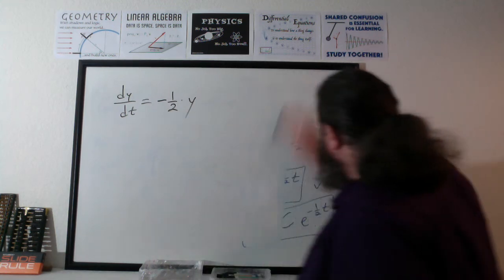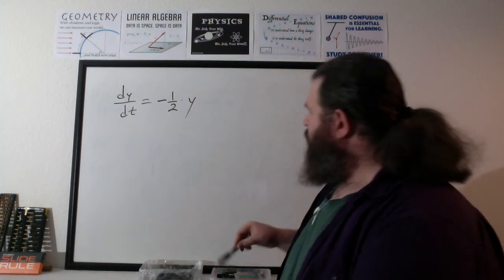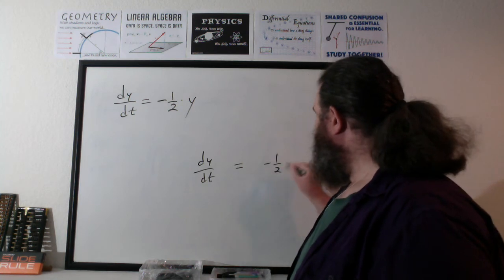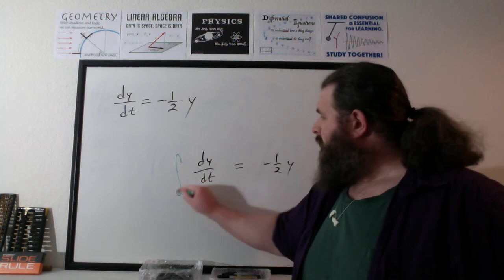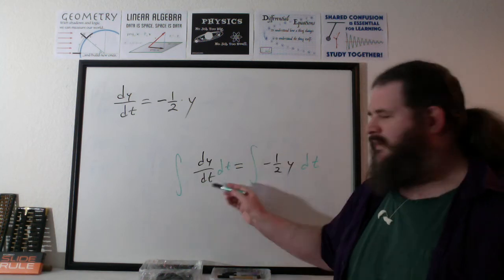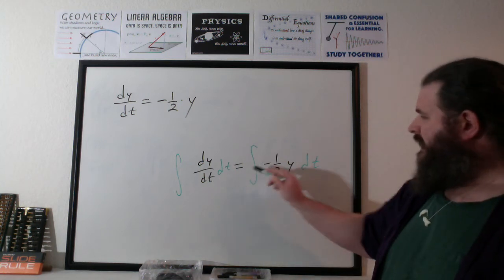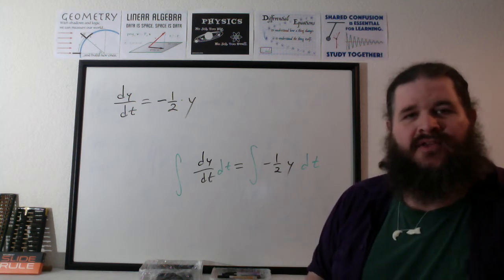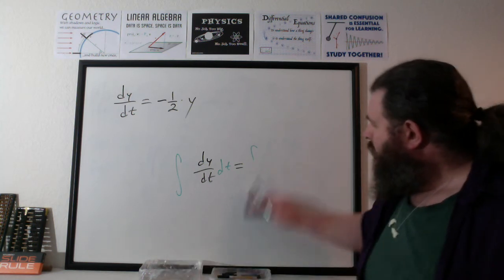The idea is it would be very nice if we could just integrate both sides to cancel out the derivative. But the problem is if you have dy/dt equals negative 1/2 y, if you just try integrating both sides, you've got to integrate with respect to t. On the left side, that's fine. Integral and derivative cancel out, we just get y. But on the right side, we can't integrate y with respect to t if we don't already know what y is, since y itself is a function of t that we don't know yet. So that's not going to work yet.